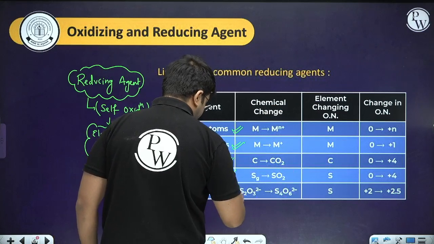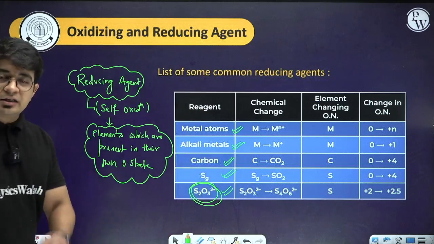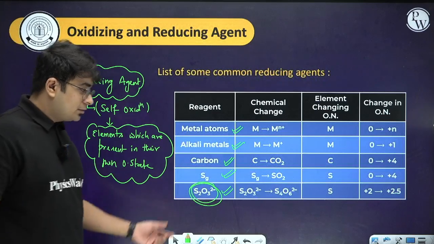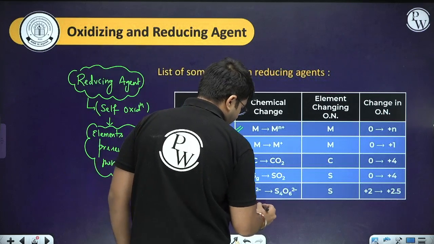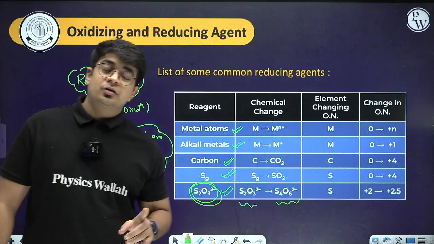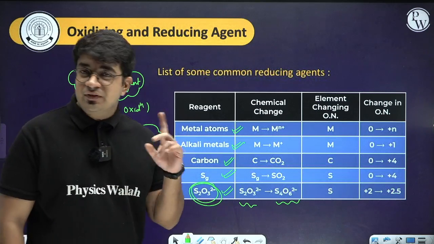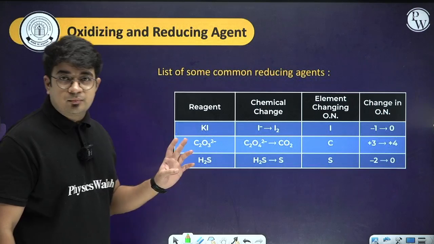Thiosulfate is a very interesting agent, and we are going to use it in multiple cases of titration, iodometry, iodimetry. In the previous class I also talked about this, that thiosulfate converts into tetrathionate, sodium thiosulfate into sodium tetrathionate. Remember, we already discussed that part. So these are a few reducing agents.